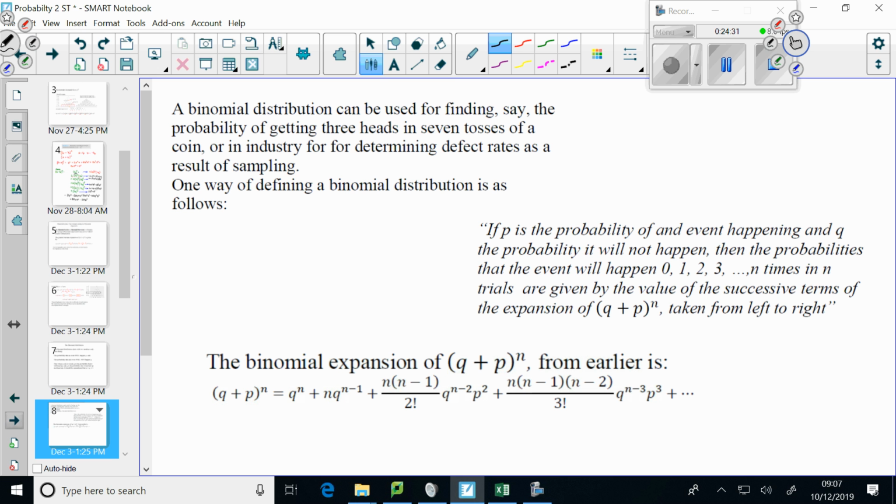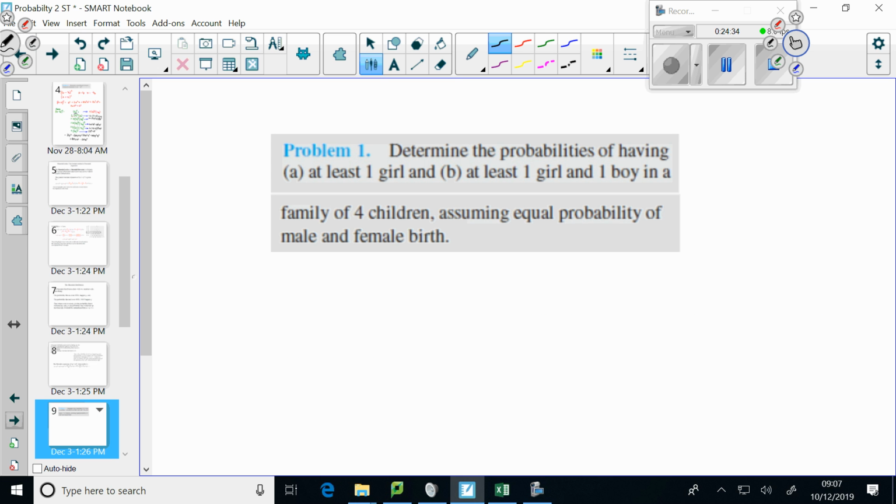Alright? So, let's have a look at an actual problem and using this. Determine the probabilities of having A, at least one girl, and B, at least one girl and one boy in a family of 4 children, assuming equal probability of male and female birth. Okay, so what's the value of P in this case, and what's the value of Q?